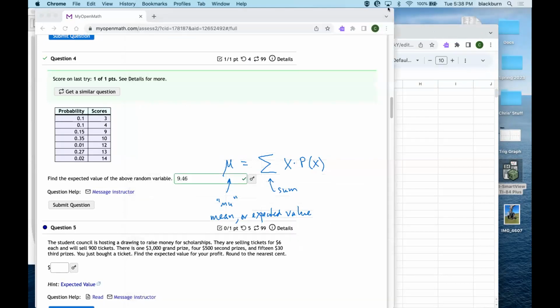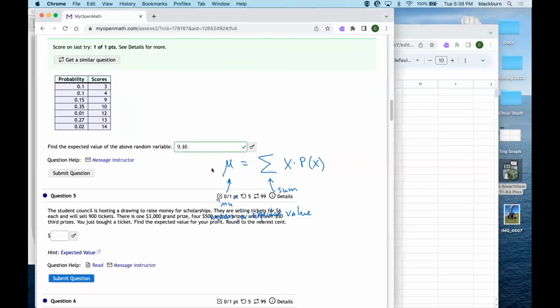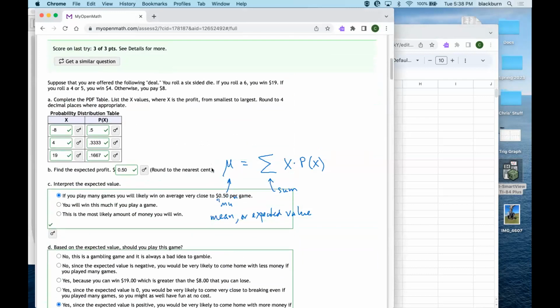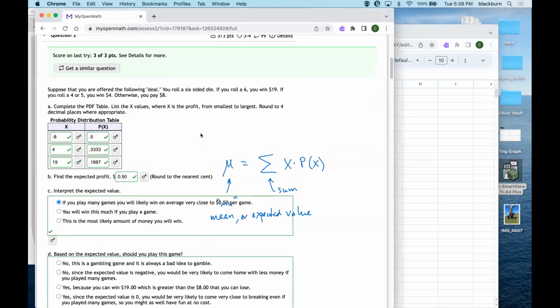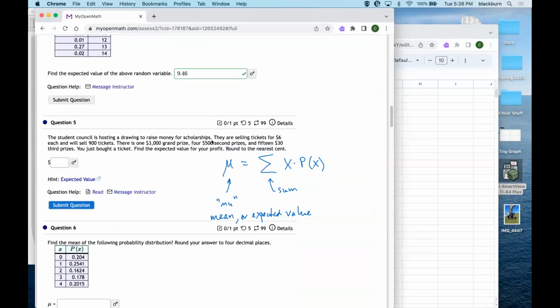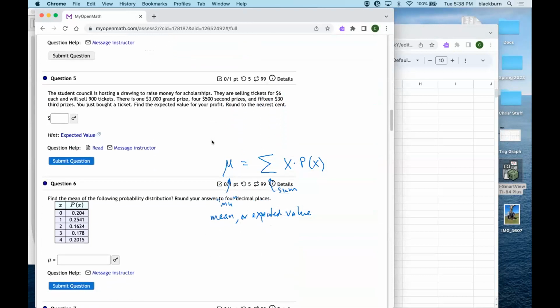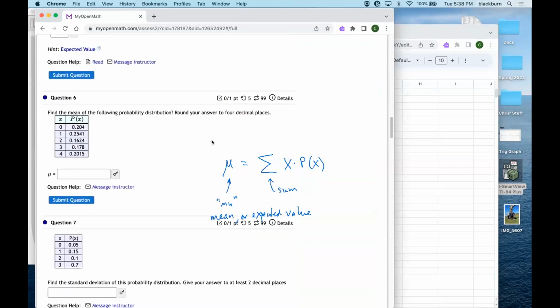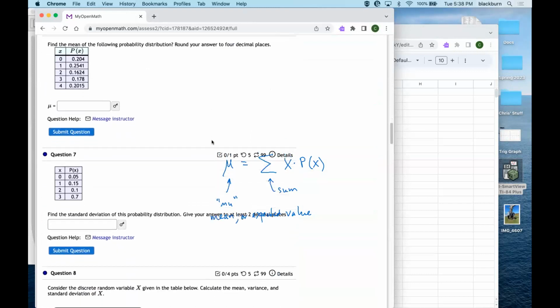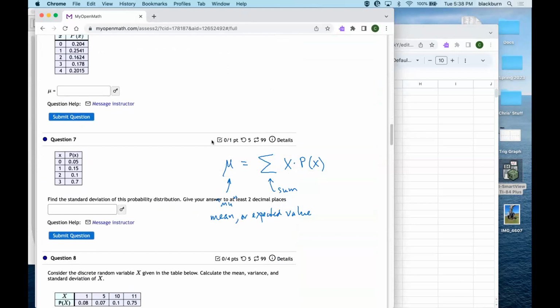All right, let's look at this next one. It works like this one up here where you find your X and your P of X. So I'll let you all do number 5. Number 6 works the same way that I just did. Number 7 wants the standard deviation, so that's a whole different formula.